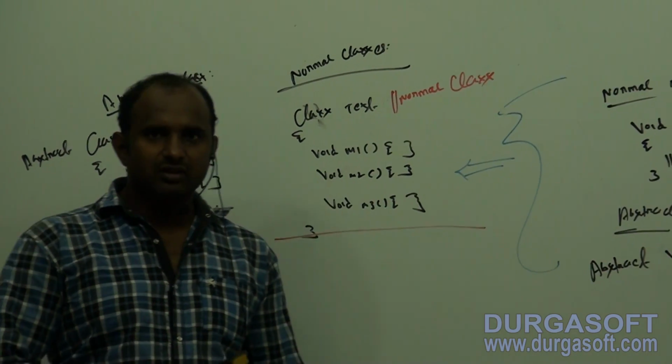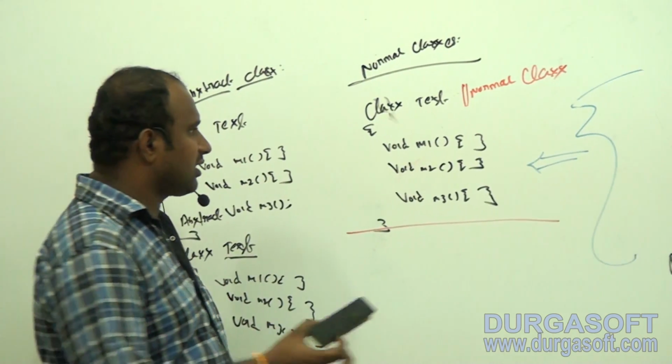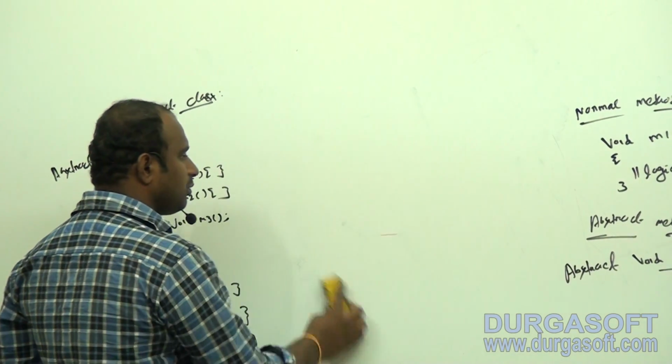So example number 1 is clear. Abstract class contains abstract methods. We are writing implementations in child classes. So example number 2 is important. Concentrate.